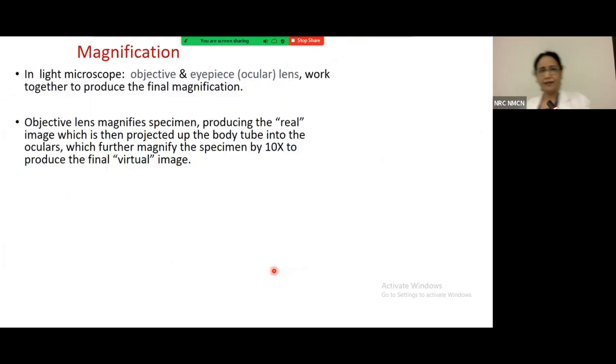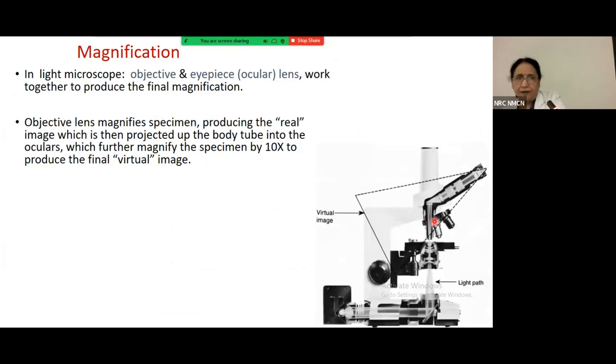So in a light microscope, both the objective and the eyepiece, which is also called the ocular lens, work together to produce the final magnification. The objective lens magnifies the specimen, which produces a real image, which is then projected up the body tube into the oculars, which further magnify the specimen by 10x, and then it produces a virtual image, which we can see with our eyes.